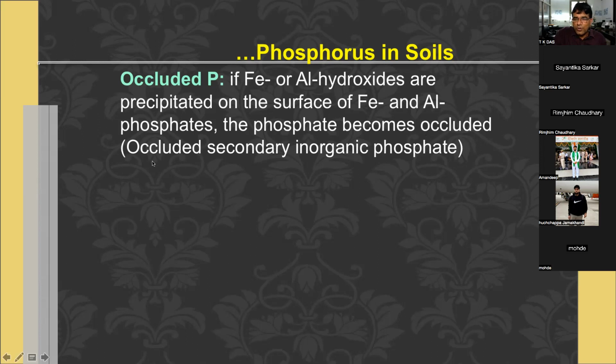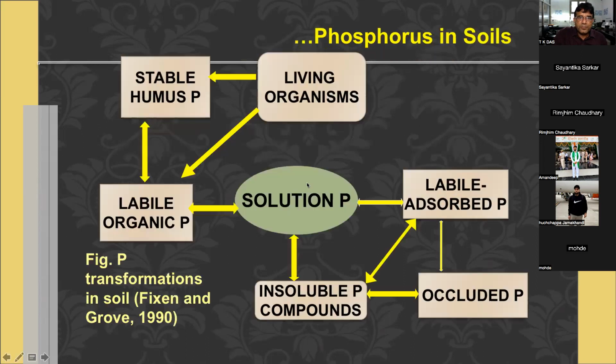It is also called occluded secondary inorganic phosphate, meaning the solubility of iron and aluminum phosphate was already low, and again it has been covered or coated by iron or aluminum hydroxide. So it is called occluded phosphorus or occluded secondary inorganic phosphate.